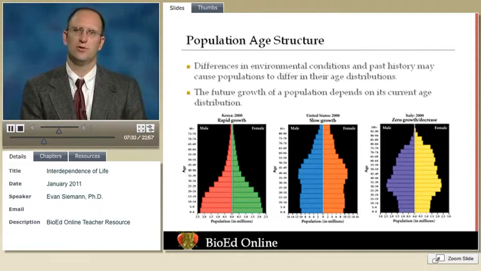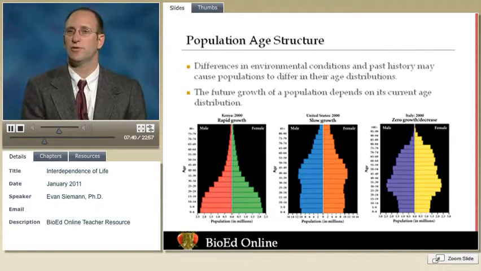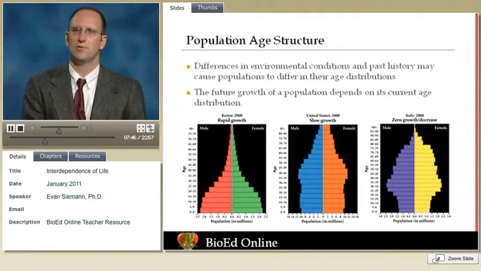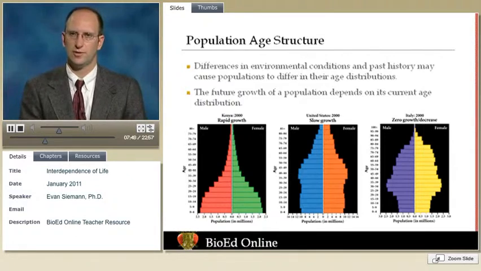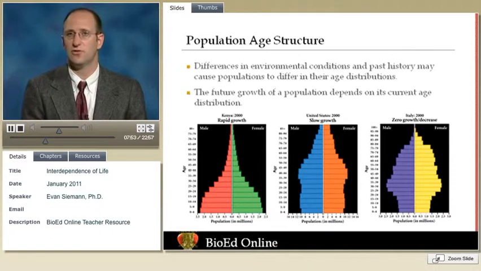So for instance, for humans, you could classify them into ages, something like 0 to 5 years. You could also classify humans in terms of stages: infant, adolescent, reproductive, and post-reproductive. For something like plants, it might be seeds, seedlings, saplings, and mature trees.